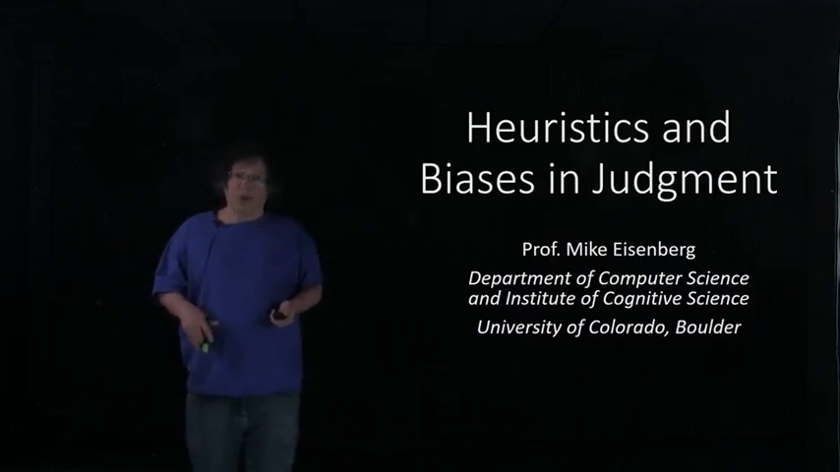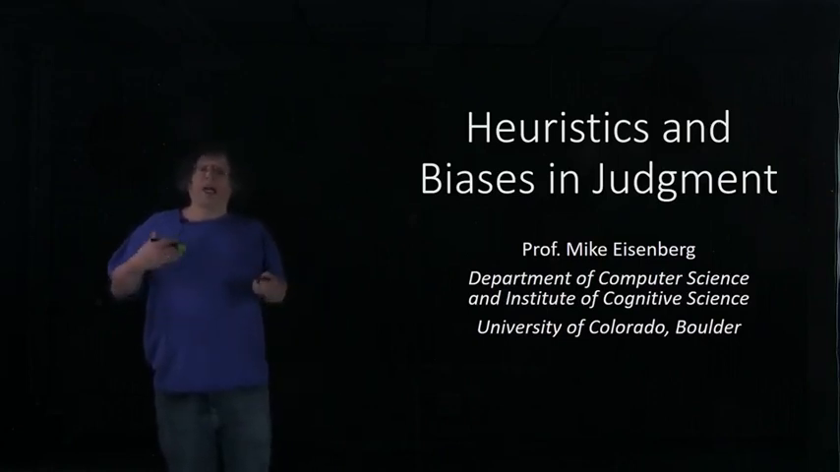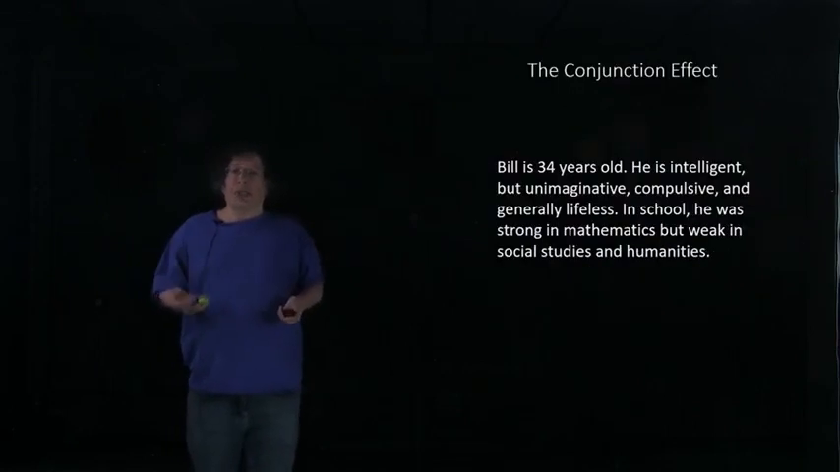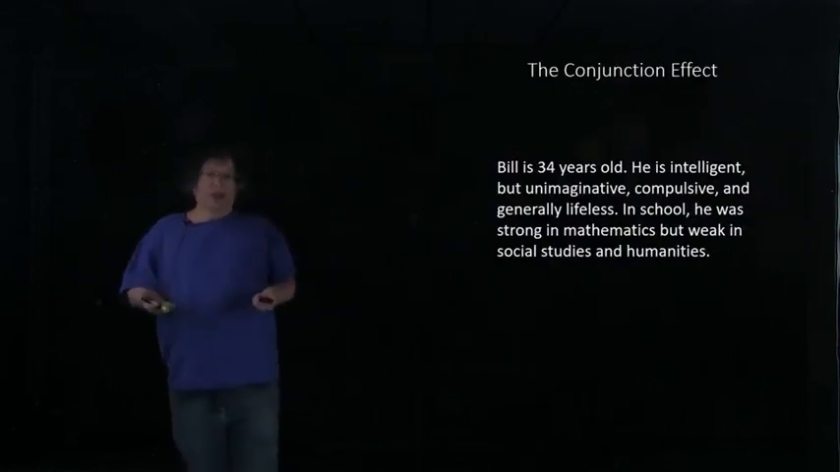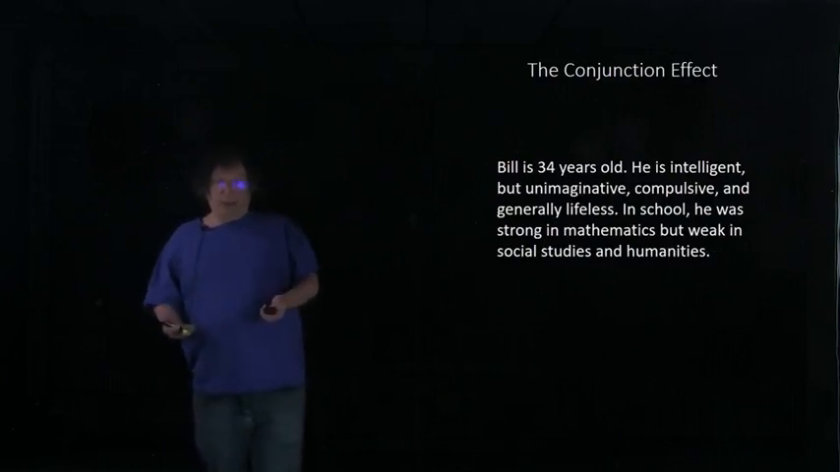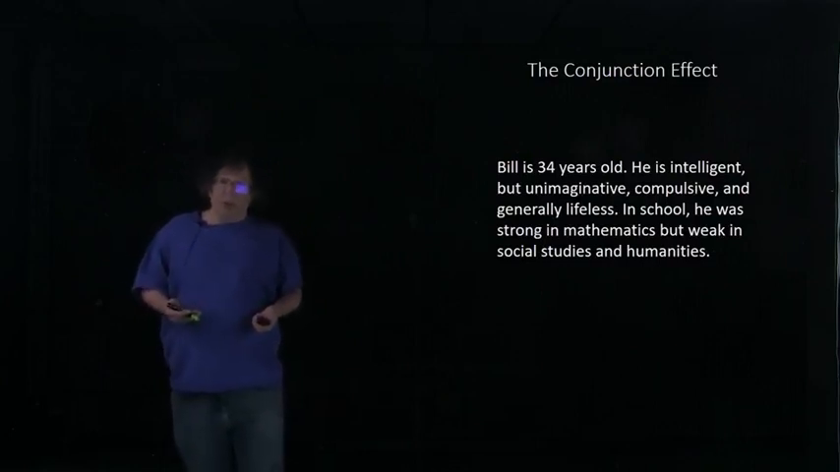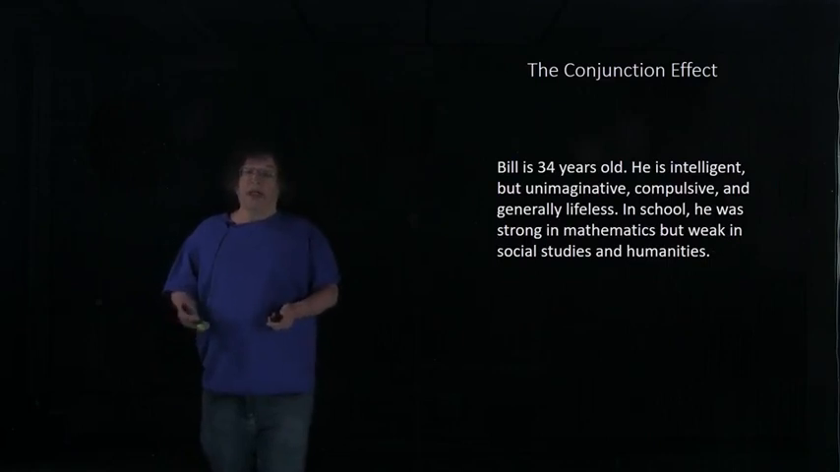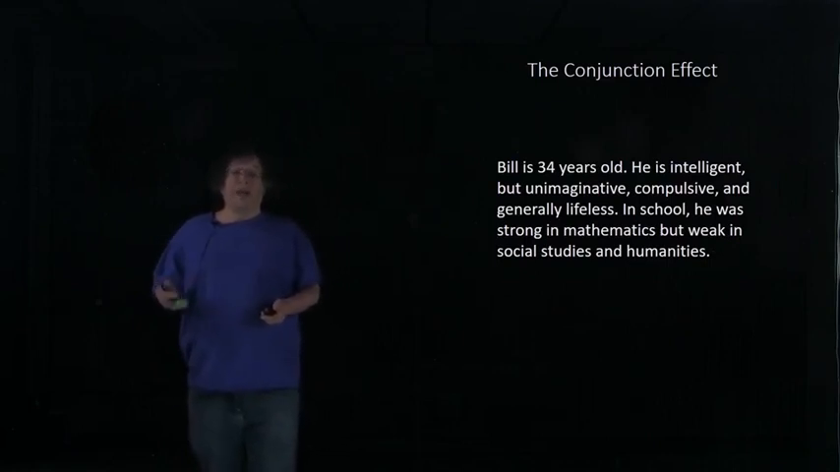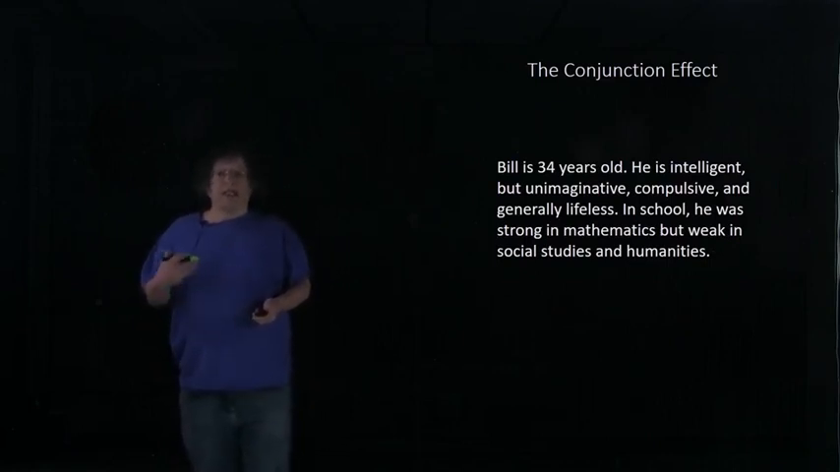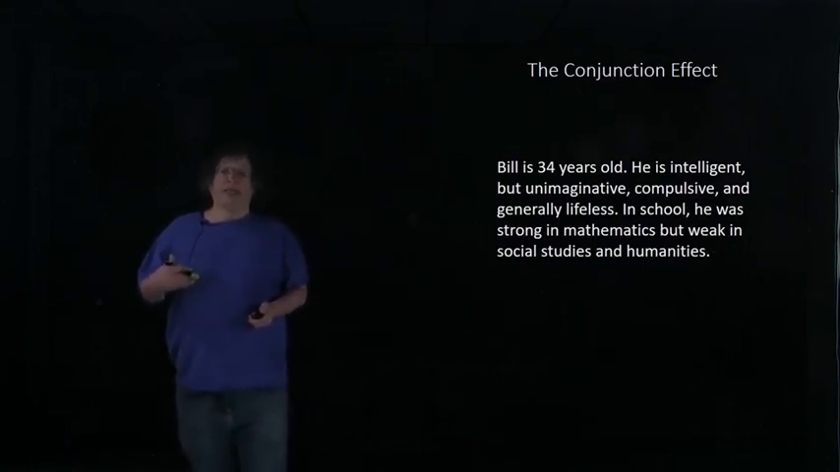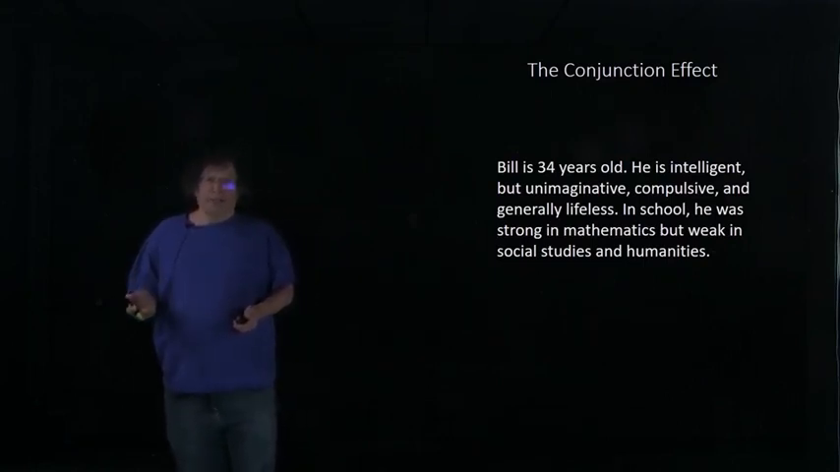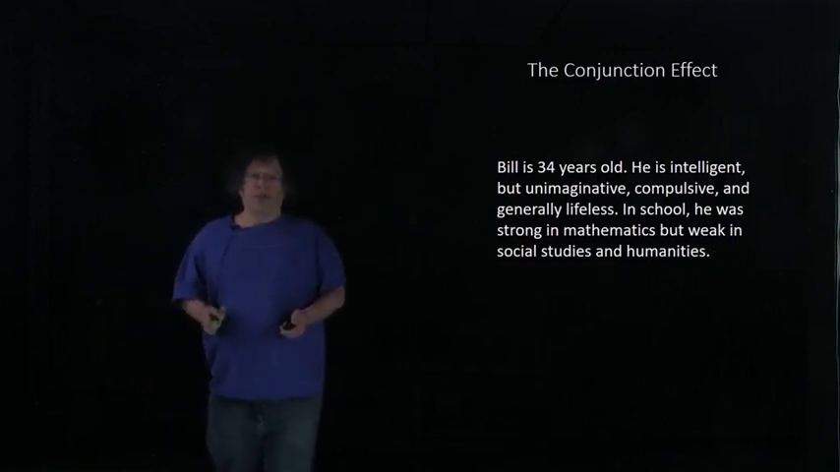Let me show it to you first. It goes by a general name called the conjunction effect. And the idea is here you first see a description of a person. So you're given a little story about this person, Bill. Bill is 34 years old. He is intelligent, but unimaginative, compulsive, and generally lifeless. In school, he was strong in mathematics, but weak in social studies and humanities. Okay, that's the description you're given of Bill.